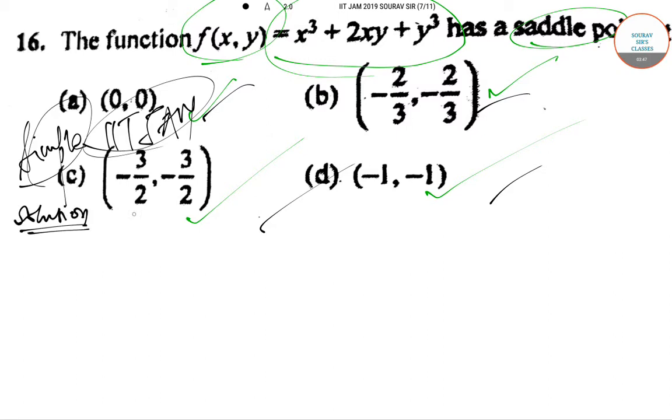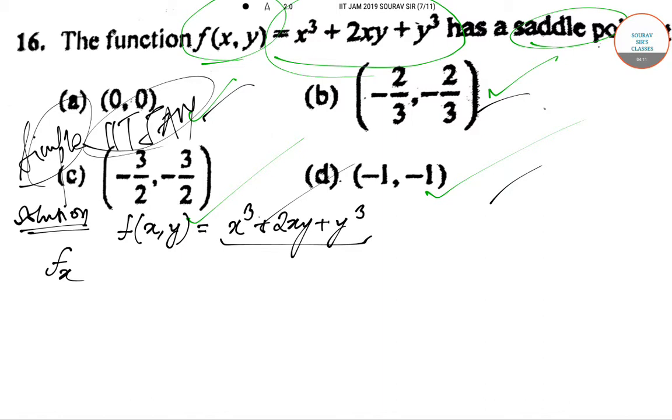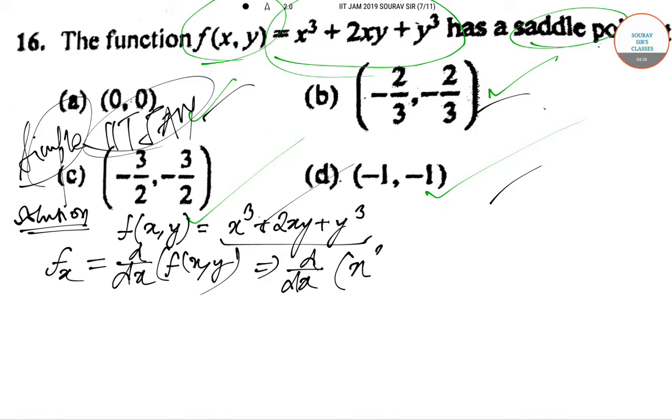Solution. Okay, so the function is given to be f(x,y) equal to x cube plus 2xy plus y cube. So this function is given. Now we have to find the derivative. So first, we are differentiating this with respect to x, that is fx. So what will it be? It will be d by dx of this function f(x,y), which follows that d by dx of x cube plus 2xy plus y cube.